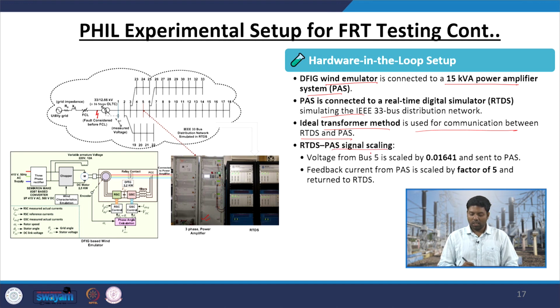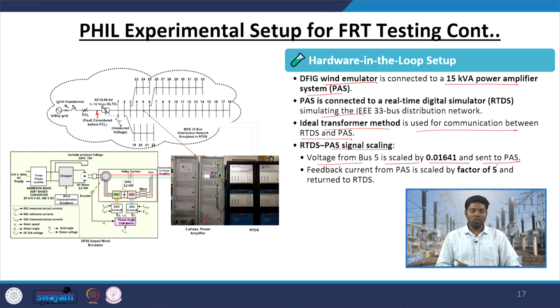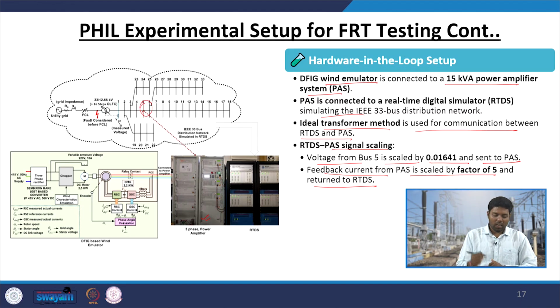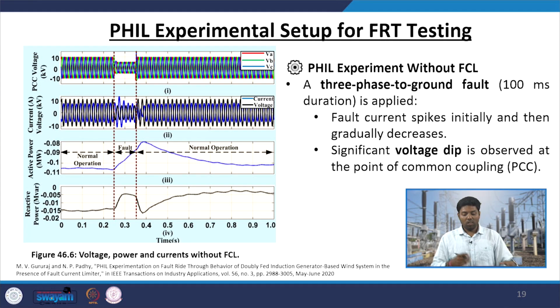For RTDS and PAS signal scaling, the voltage from bus 5 is scaled by 0.016 times and sent to the PAS. Feedback current from the PAS is scaled by a factor of 5 and then returned to the RTDS. So, it is a closed loop system. The signal will go from the RTDS through the PAS to the actual DFIG setup, and then the current feedback from the DFIG setup will go to the PAS and then to the RTDS. These are the system parameters considered for the case study, and then we will do the analysis.